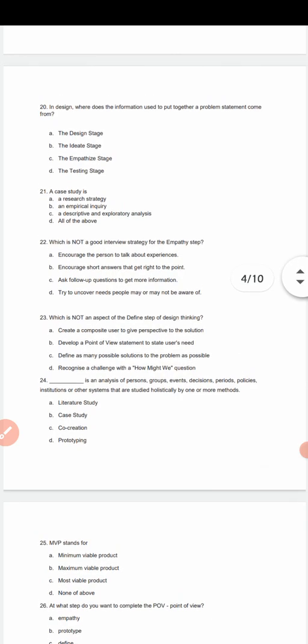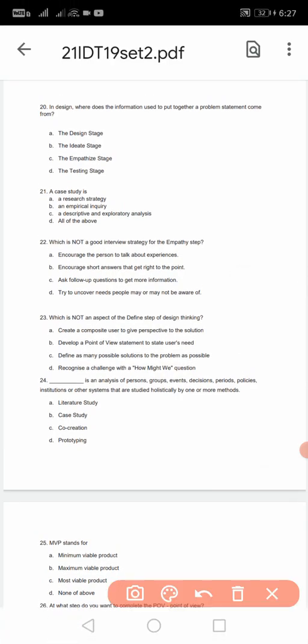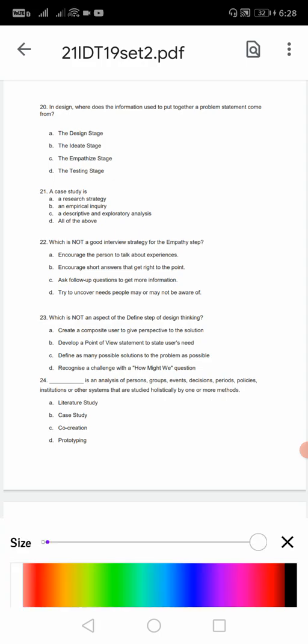20. In design, where does the information used to put together a problem statement come from? For this question, the answer is C, empathize, understanding. 21. A case study is, 21 means D, all of the above: a research strategy, empirical inquiry, descriptive. So 21 is D. Okay, this is C. 22. Which is not a good interview strategy for the empathy step? For 22, the answer is B, encourage short answers that get right to the point. So many times this is asked, B.